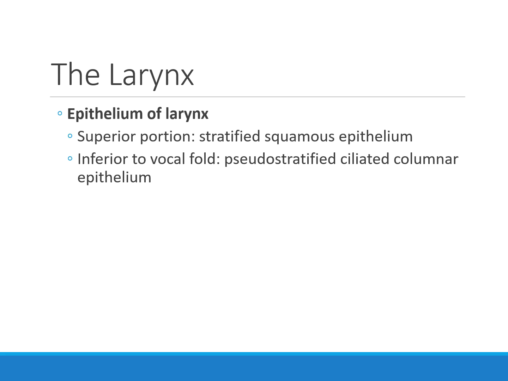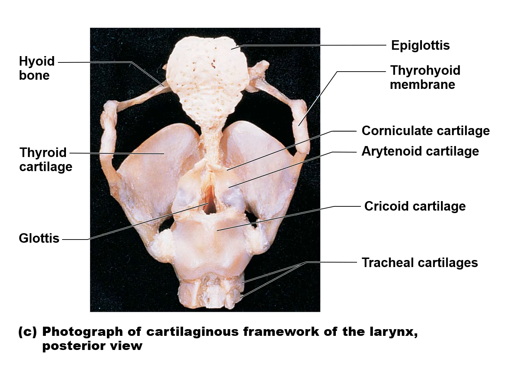The epithelium of the larynx, the superior portion of it, is stratified squamous epithelium, and then inferior to the vocal folds is pseudostratified ciliated columnar epithelium. So we're looking at this from the back. Just to get you oriented, you can see the glottis right down the very middle there, and they're showing you the arytenoid cartilage that looks like the talon of an eagle or a hawk, and then on the very tip of that is the corniculate.